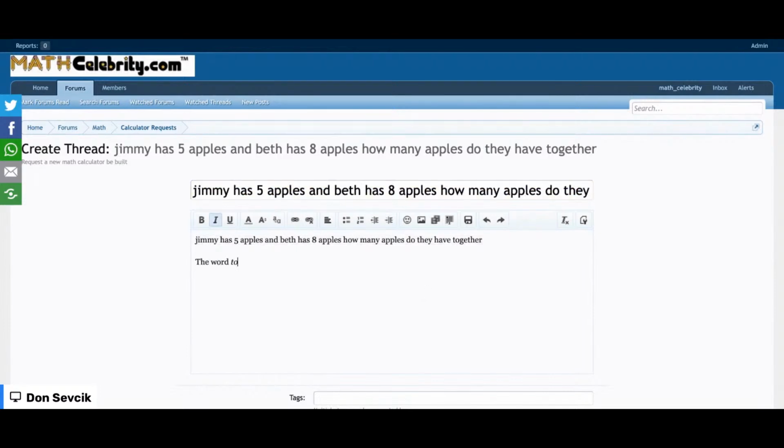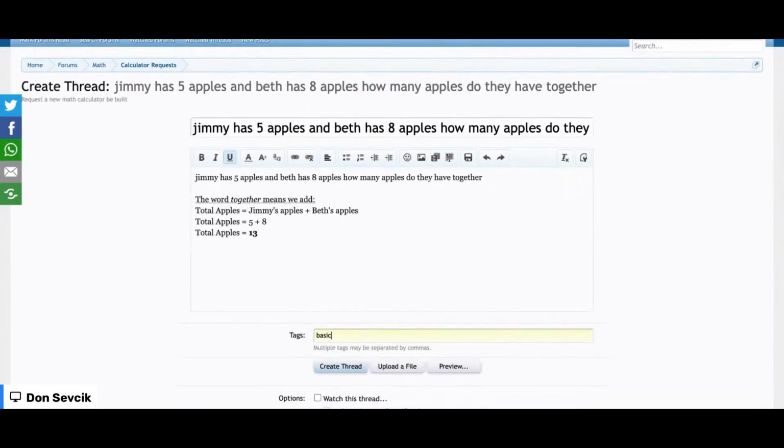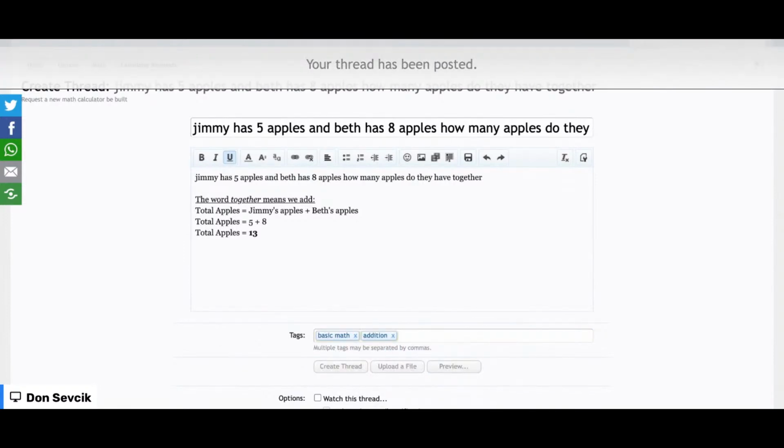The word together means we add. Total apples equals Jimmy's apples plus Beth's apples. 5 plus 8, 13. That is our answer. Key to solving this problem was the word together, so you know you add. So I'm just going to do basic math addition. All right, there's another one in the bag.